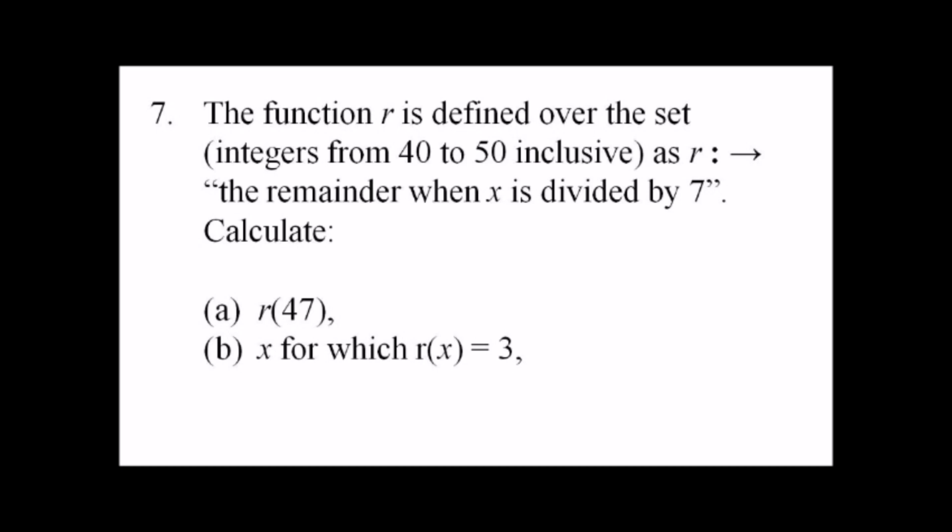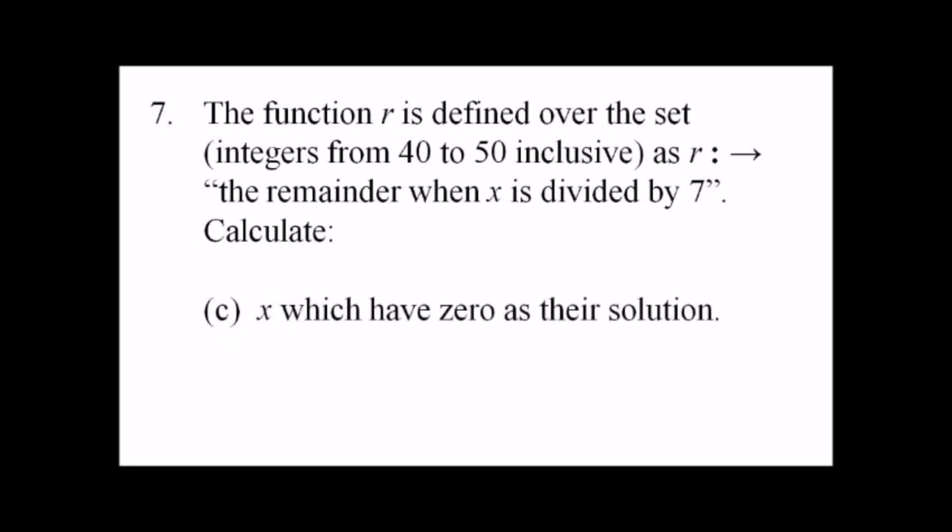So do r of 47 first, plug in 47, and then do x, for which r of x is equal to 3. Remember, the answer is the remainder when x is divided by 7. And the last part of that, c, calculate x which have 0 as their solution. So same numbers, 40 to 50 inclusive, and you're dealing with the fact that it's the remainder. The function is the remainder when x is divided by 7. Calculate x which have 0 as their solution. And there are only two numbers that would fit that. I'm giving you a clue.